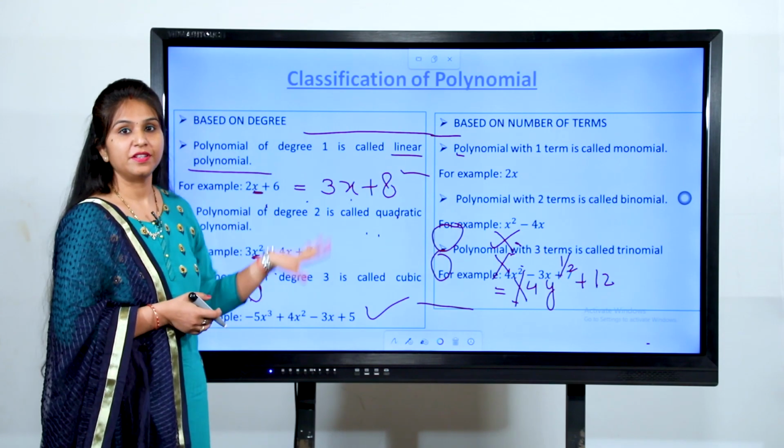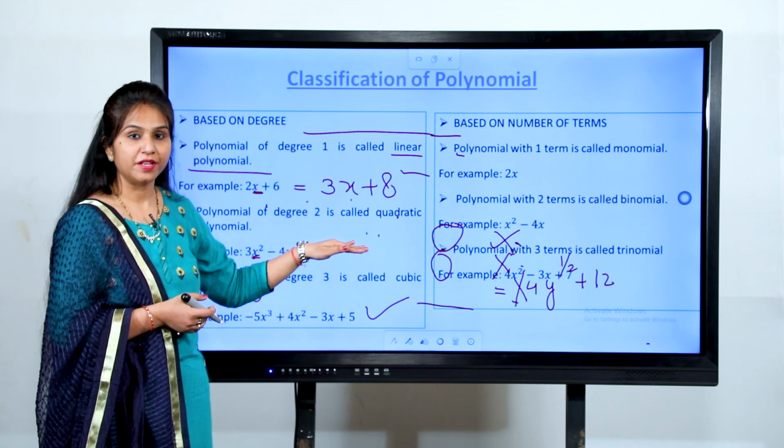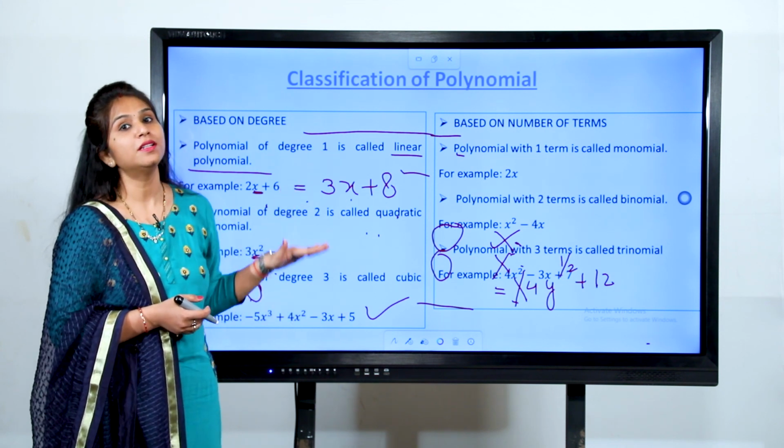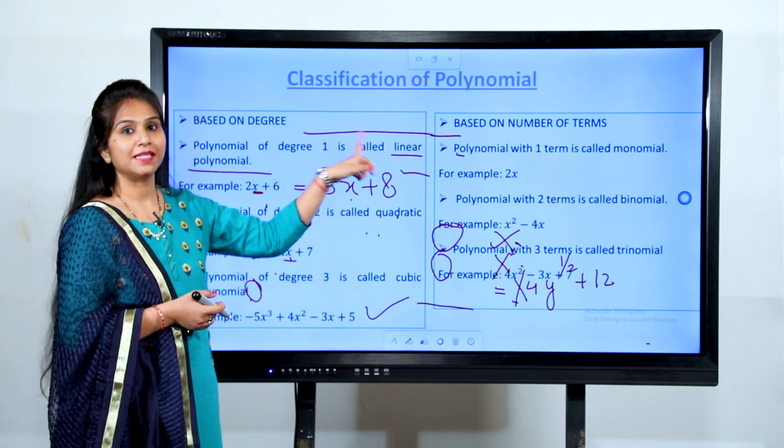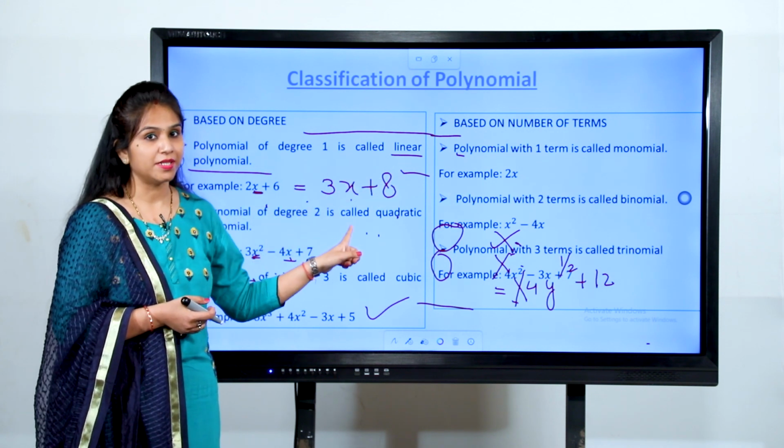Okay, so again we have linear, quadratic and cubic based on the degrees. If the degree is 1, it is linear. If the degree is 2, it is quadratic.